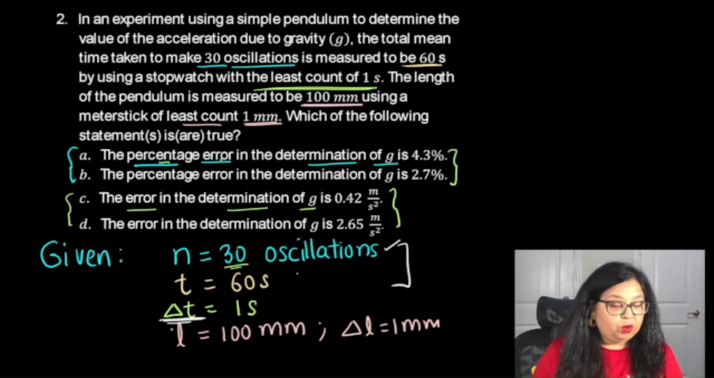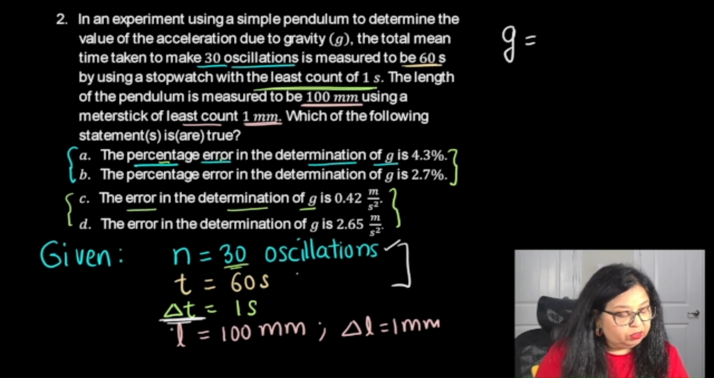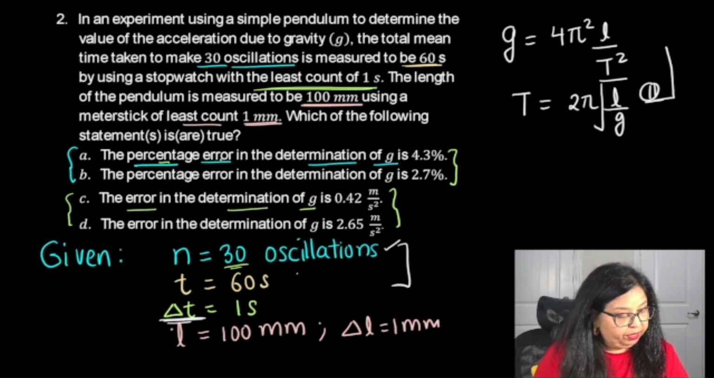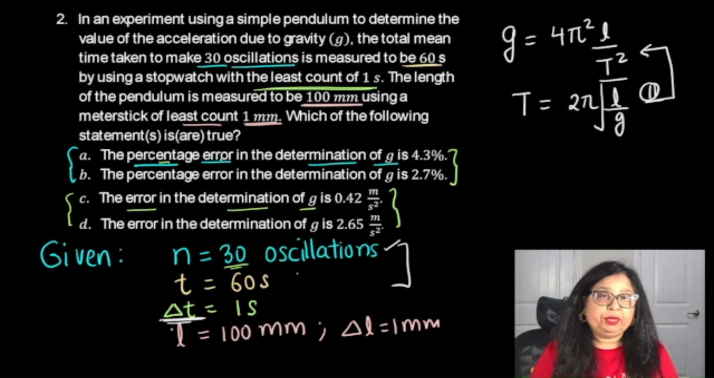And in the previous problem, problem number 1, we saw that G is equal to what? G is equal to 4 pi squared times L divided by T squared. Where did this come from? This came from this equation for time period of the simple pendulum. Just by taking the square of the second equation and rearranging it, you get this first equation.